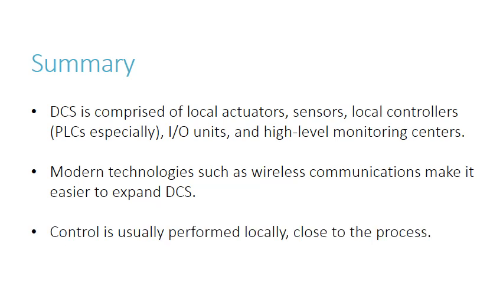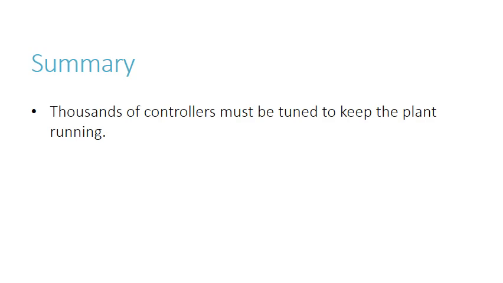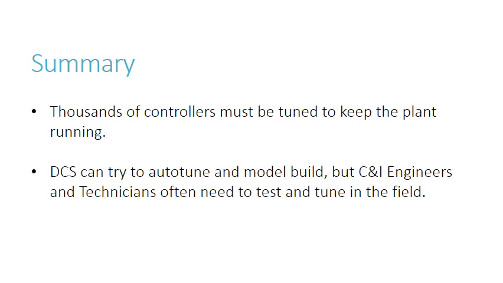Control is usually performed locally. It's not in one central location, in one central control brain. It's in PLCs that are all over your plant. There are thousands of these controllers all over your plant, and they all need to be tuned to keep the plant running as efficiently as possible. For the most part, you've got technicians out there doing bump testing and tuning in these heavy industries. The distributed control system algorithms can try to do auto tuning, and to some extent it can do that, but it's not considered to be trustworthy.